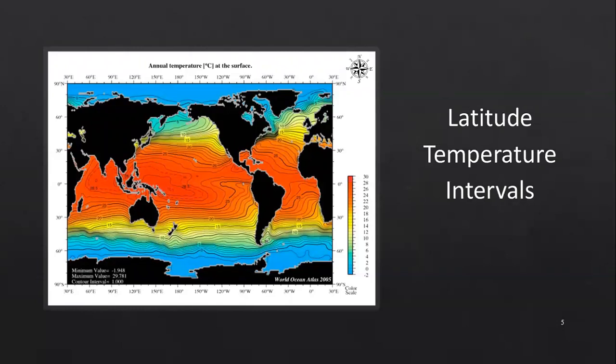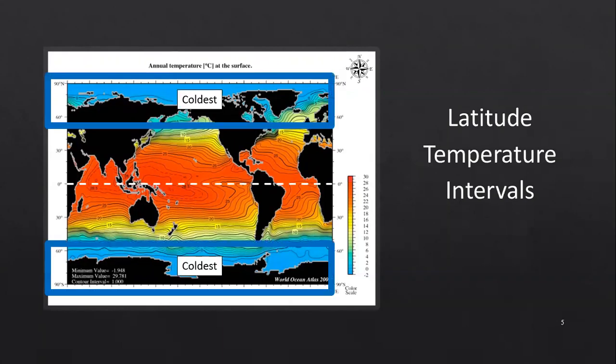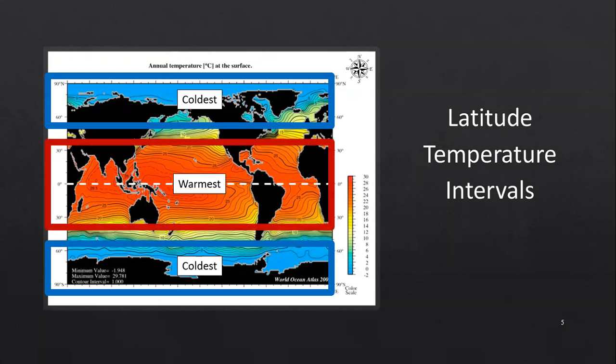Now let's examine the isotherms more closely in latitude. Starting at the equator, the coldest annual surface temperatures are in the higher latitudes, from 60 to 90 degrees north and from 60 to 90 degrees south, while the warmest surface temperatures are in the lower latitudes, from 0 to 30 degrees north and 0 to 30 degrees south. Next, let's explore some of the reasons behind these global surface temperature patterns.